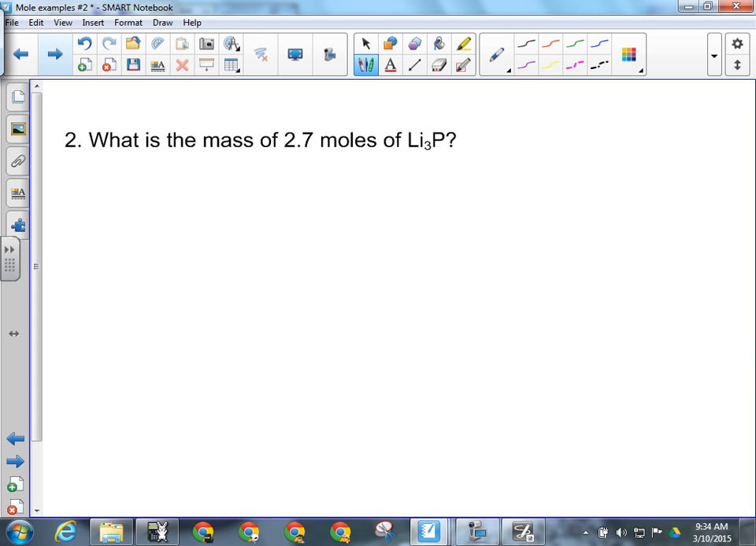Number 2. What's the mass of 2.7 moles of lithium phosphide? All right. What is the mass? So M is the unknown. Little m is the unknown. Of 2.7 moles. That's N. And then I can calculate big M because they told me it's lithium phosphide.